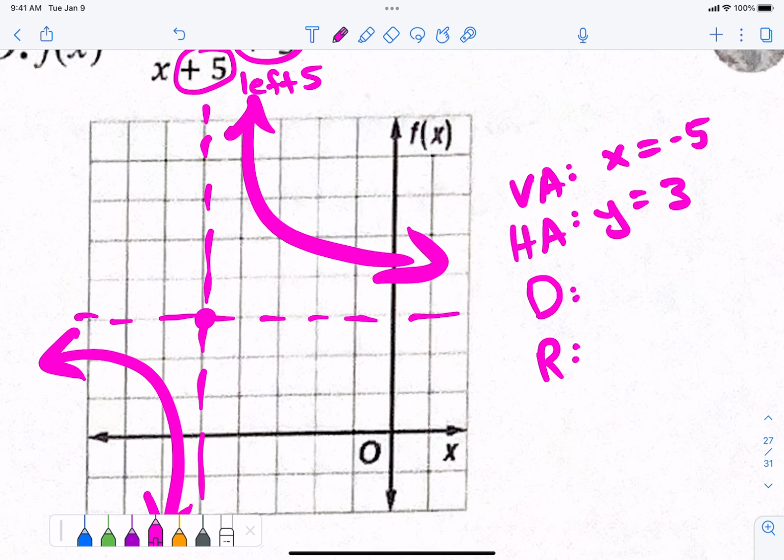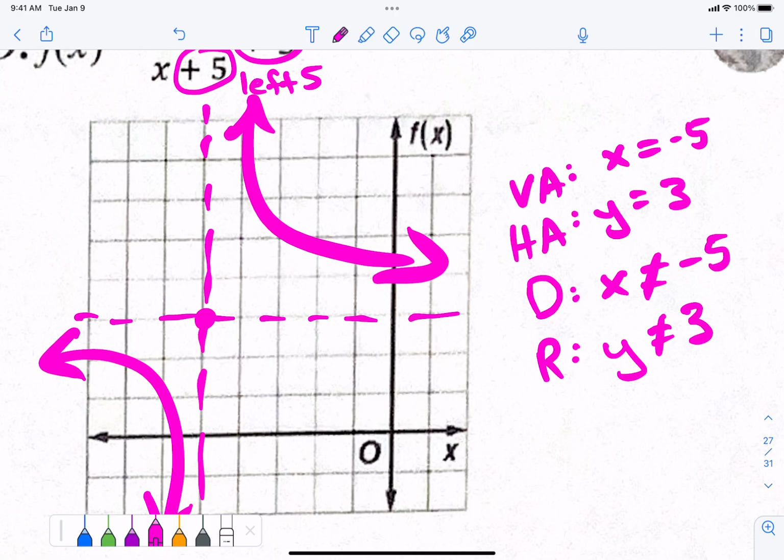Okay, that means domain, x is not going to touch negative 5 because that VA is there, right? And the range, the y values are not going to touch 3 because the HA is there, right? Those are the dotted lines and they're not going to touch, right? That's not too bad. Good?